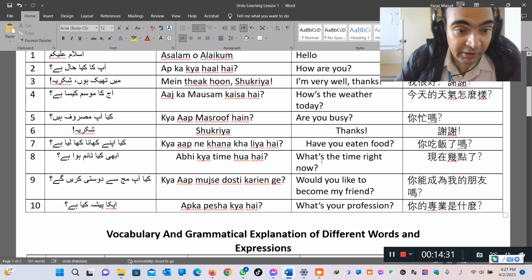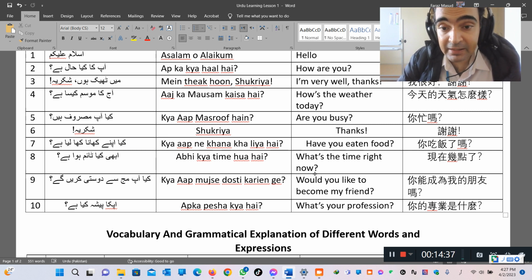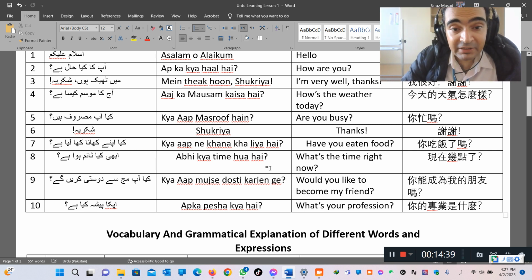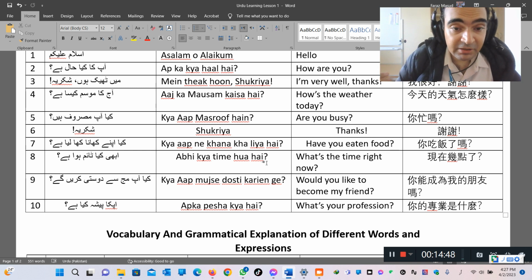What is the time right now? What is the time right now? What is the time right now? Kya means what in Urdu? Time is the actual time, like shijian in Chinese.